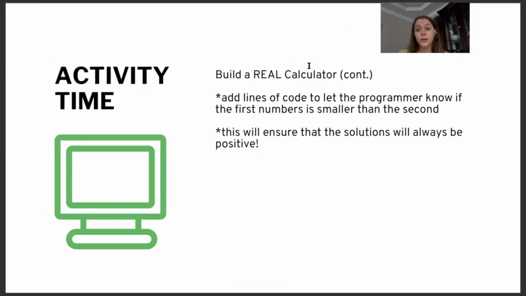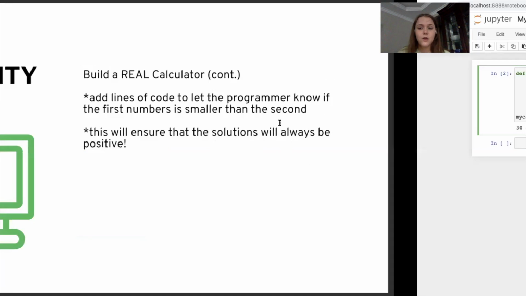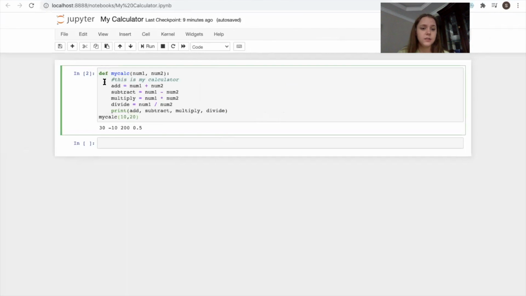Now the part of the activity is that we're going to be adding lines of code that partition our calculations based on whether the first number is greater than the second number. Again, go ahead and pause. I'm going to go straight into how we would do that. Normally, I would allow time for you to figure this out on your own in class. So we're going to go here, and this is what my calc is so far.